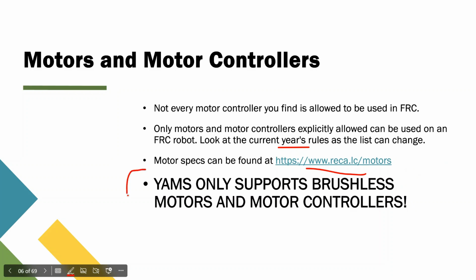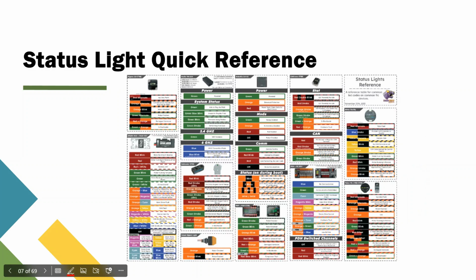Even though this tutorial is a bit more general use, we still have a YAMS mention, one of our mechanism libraries. YAMS only allows brushless motors and motor controllers. So sorry to teams using brushed motors. YAMS is currently only supporting brushless, and I'm pretty sure we'll stay with only brushless motors, as that's what teams use more commonly nowadays.